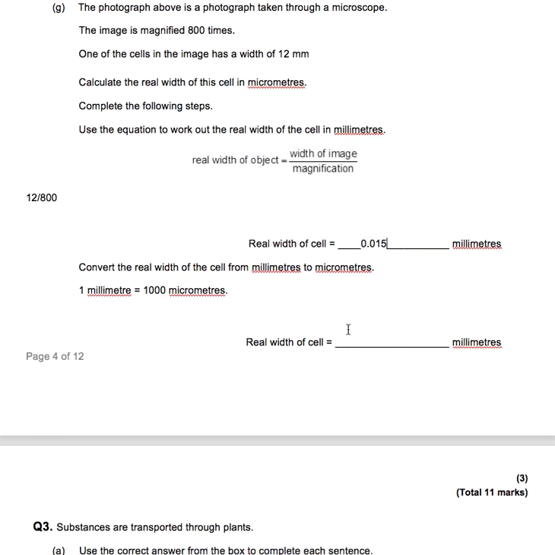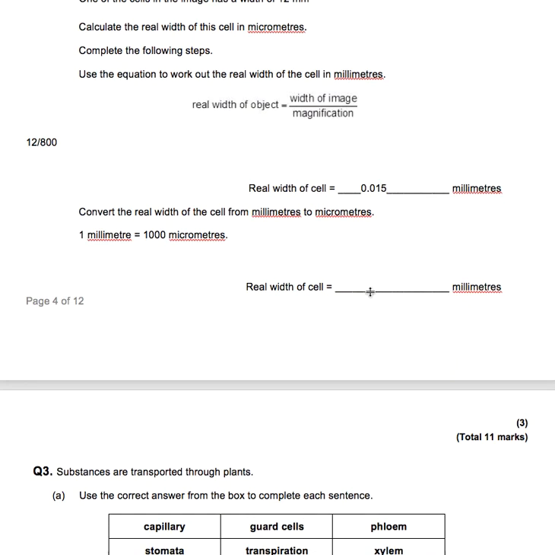And then convert the real width of the cell, 0.015 millimeters, into micrometers. Well, there's 1,000 times more micrometers than there is millimeters. And so if you multiply that by 1,000, you'll get 15.